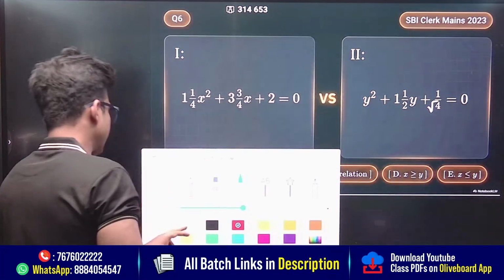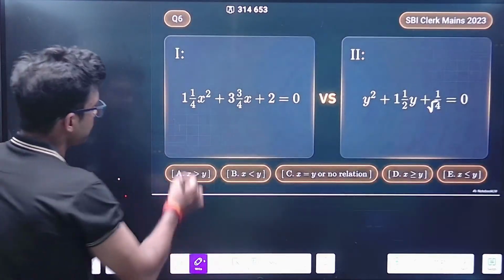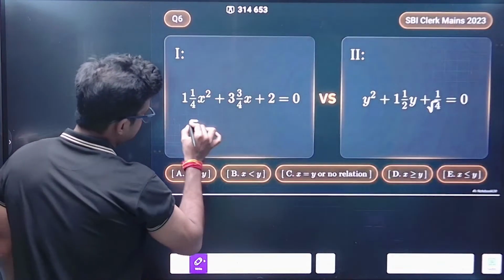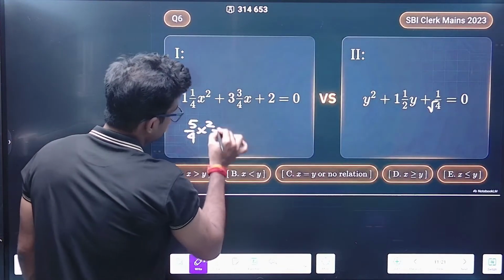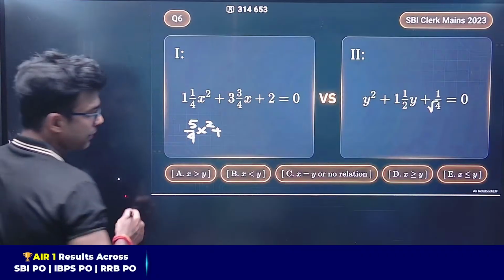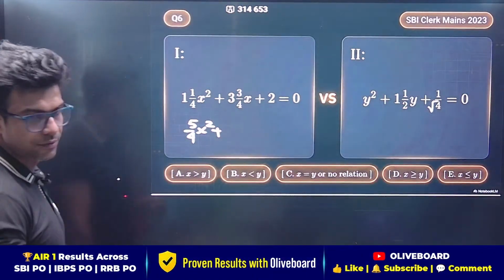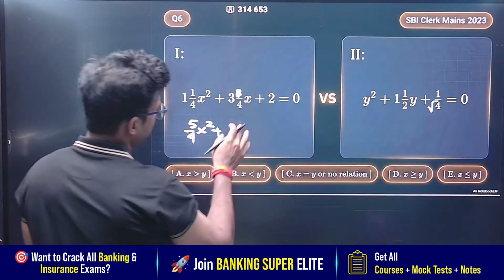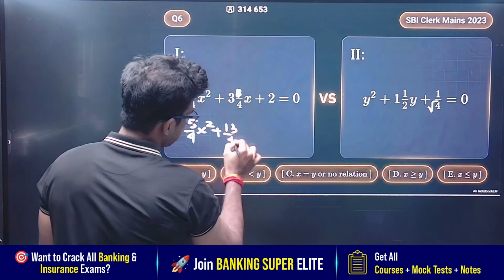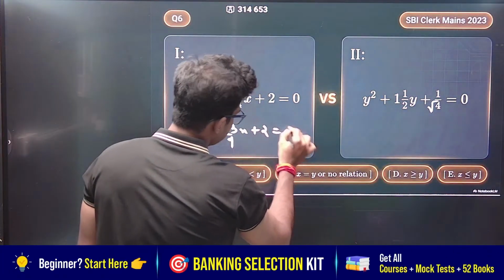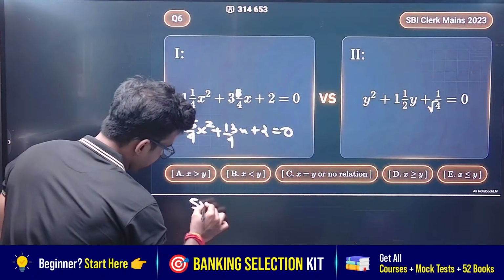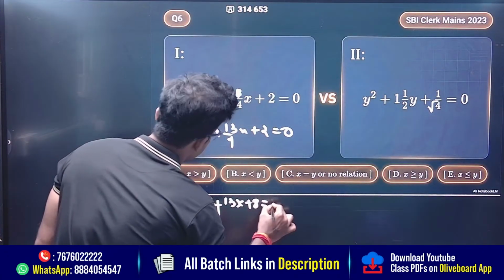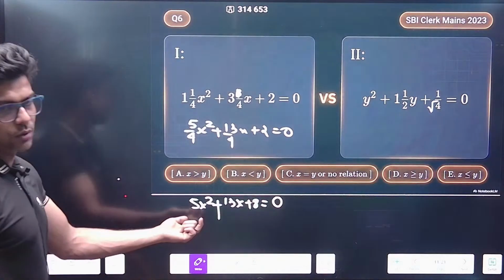Okay, some of you are answering me C. Let me check. So see guys, this becomes basically 5 by 4 x square. This becomes how much? 5 by 4. 4 3s are 12, 13 by 4x plus 2 is equal to 0. Now this becomes 5x square plus 13x plus 8, 4 2s are 8, equals to 0. This is the equation that you should get.